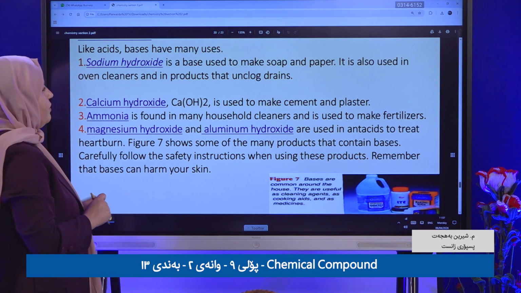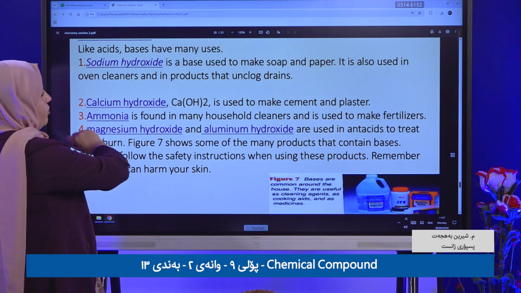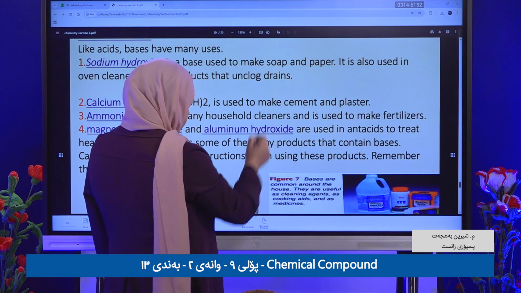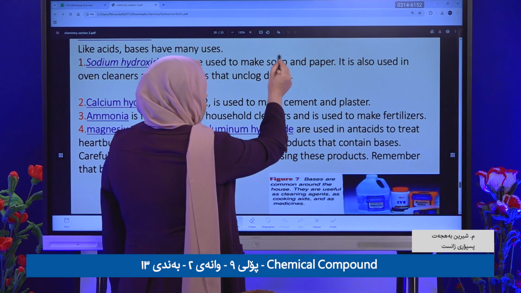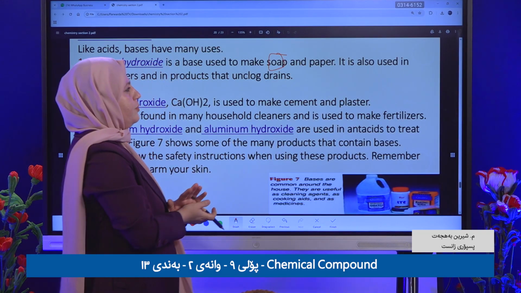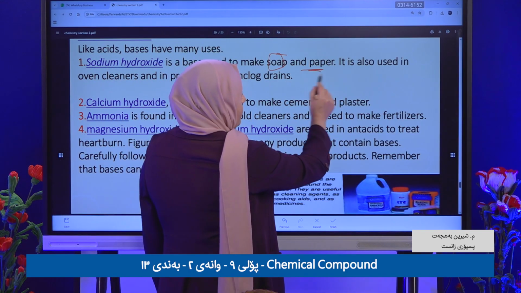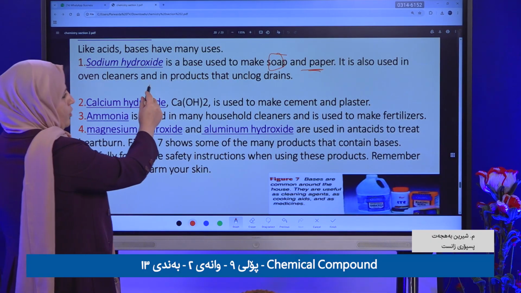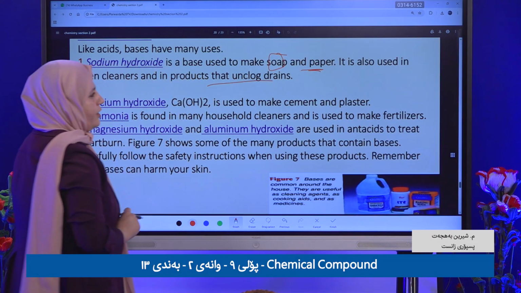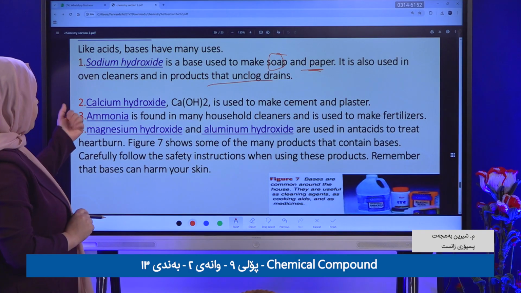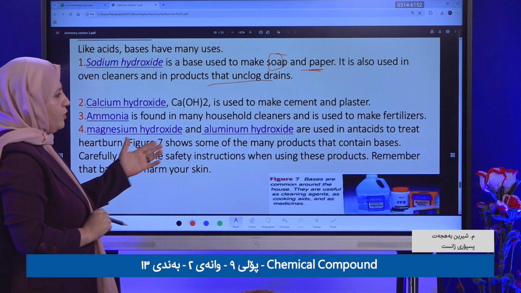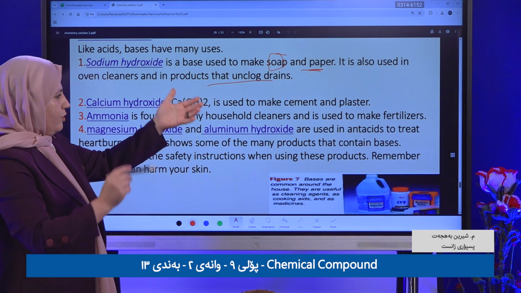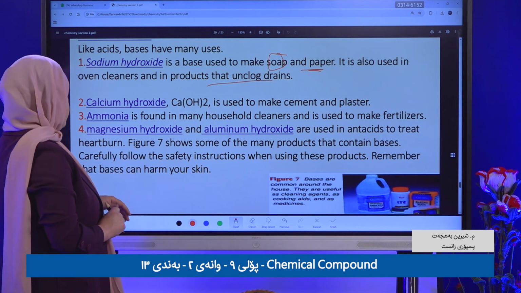Let's know how they're useful. Sodium hydroxide is a base that makes what? Okay, it's very important. It is used to make paper, and it's also used in oven cleaner and to unclog drains. What about calcium hydroxide? It's used to make cement and plaster, which is used for building houses.